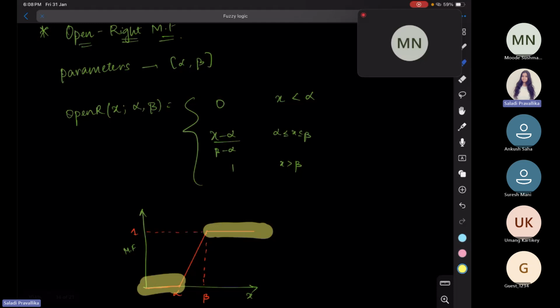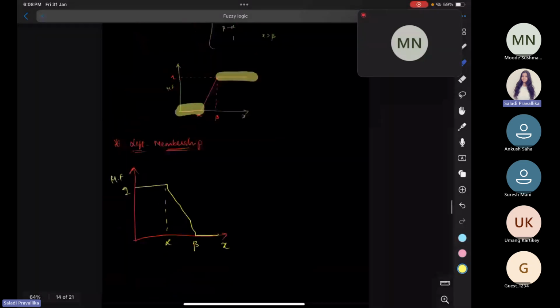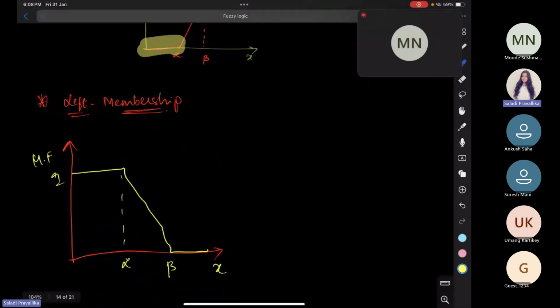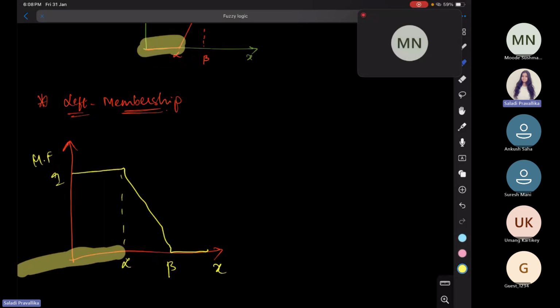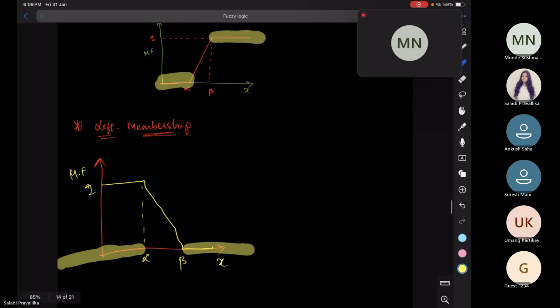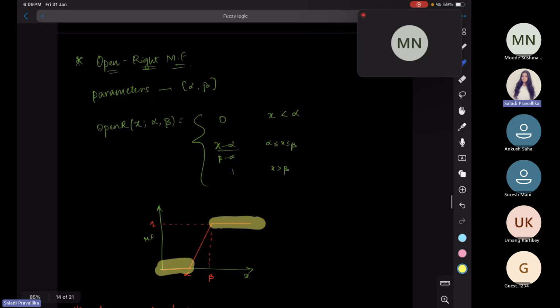And then we have the left open membership function. That is similar to the previous one, but this time the left side is going to be completely open. That is, when x is less than alpha, it is going to be equal to 1. And when x is greater than or equal to beta, then it is going to be 0. And anywhere in between is going to have a linear relationship, okay, with a negative sign. Okay, so that is same as previous.